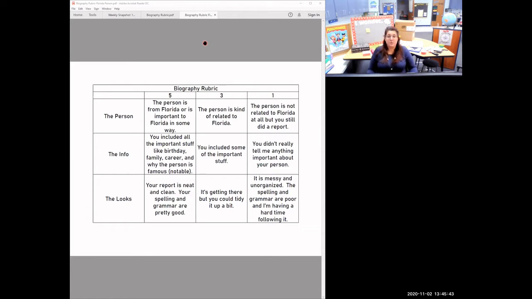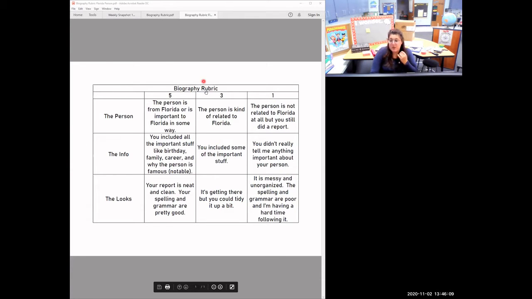You don't have to write a biography. If you are happy as a clam doing the workbook pages, then by all means, stick with the workbook pages. But if you're bored and you want something different, you can totally write a biography on a famous person from Florida or somebody who was important to Florida in some way. But if you choose to do this, I will be grading it based on this rubric right here.